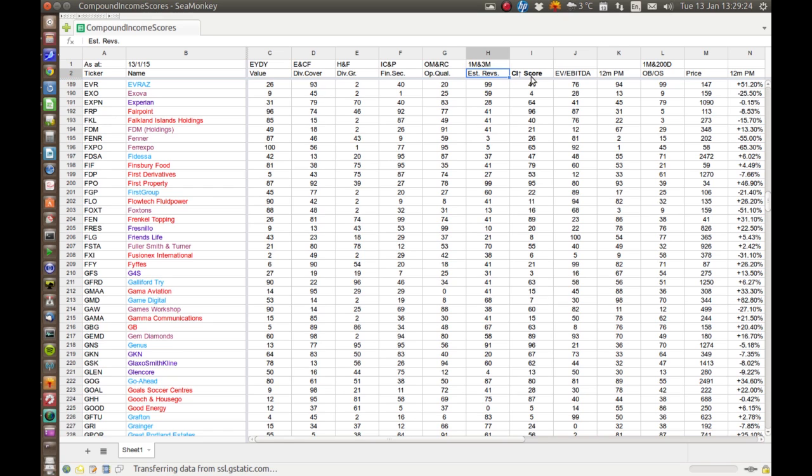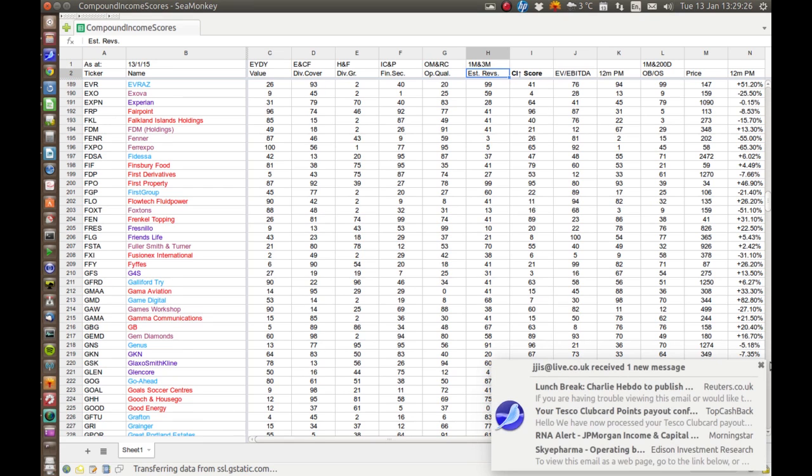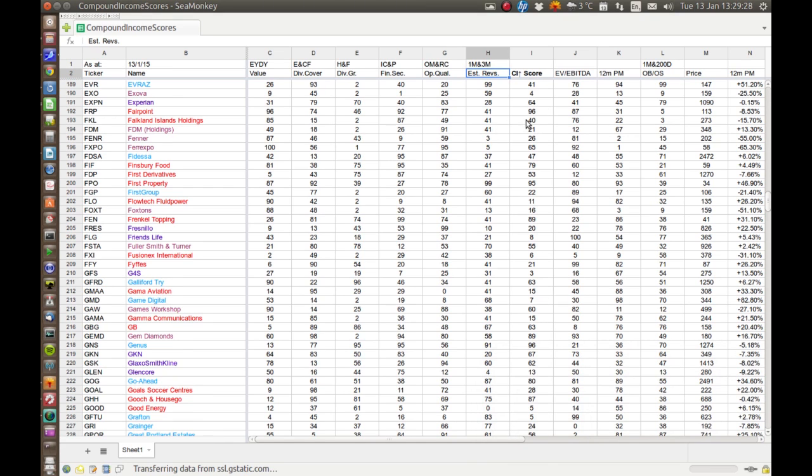Those are then re-ranked and scored in what I call the compound income score, which again is 100 being the best, 1 being the worst.